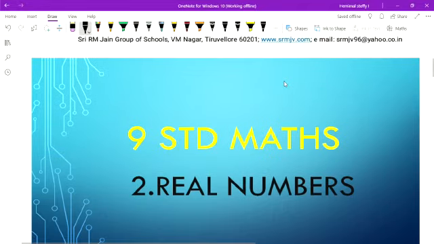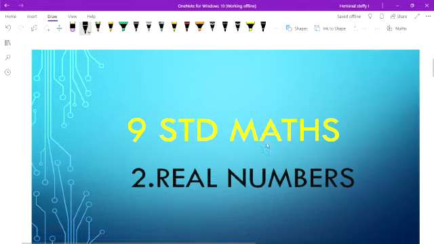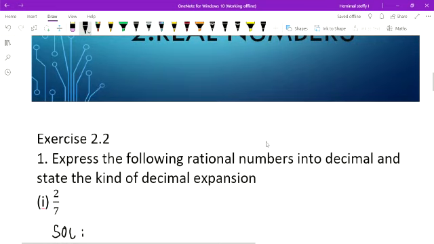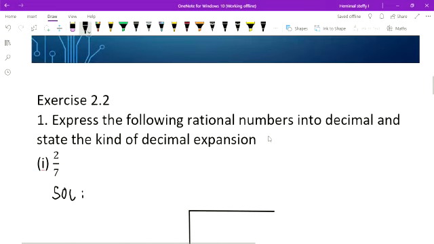This is 9th standard maths, second chapter, real numbers. Today we are going to see exercise 2.2, first Roman letter. Express the following rational numbers into decimal and state the kind of decimal expansions.